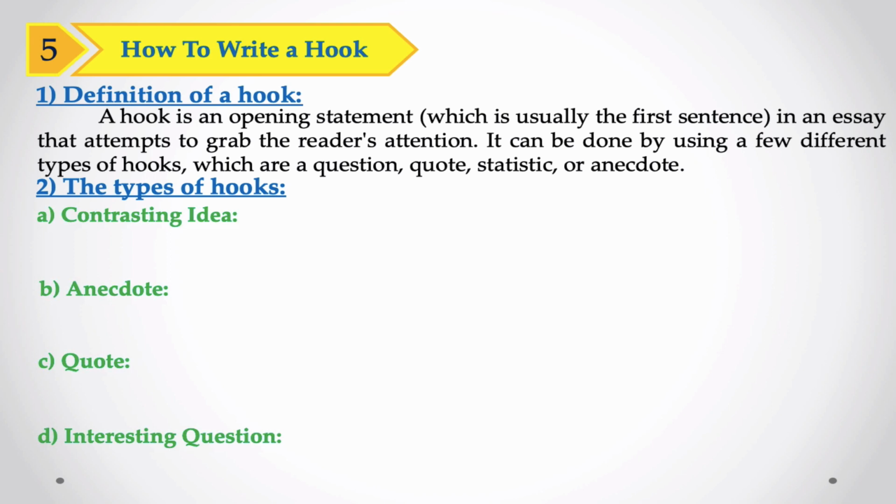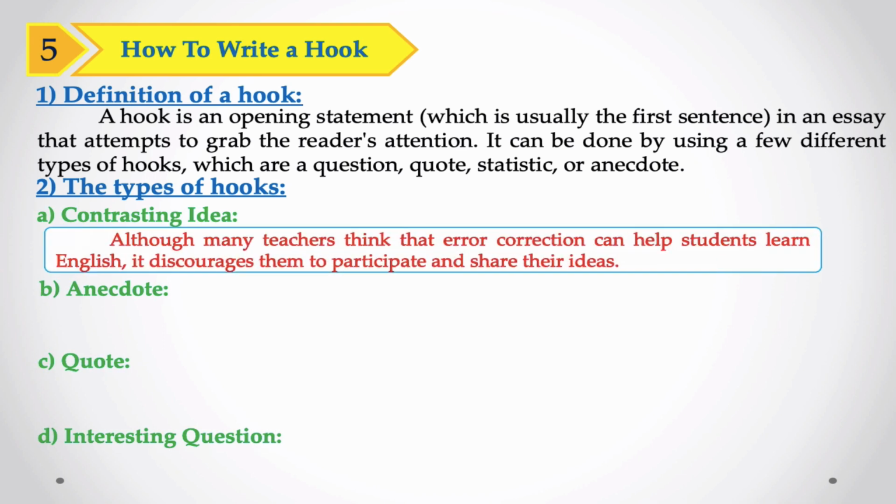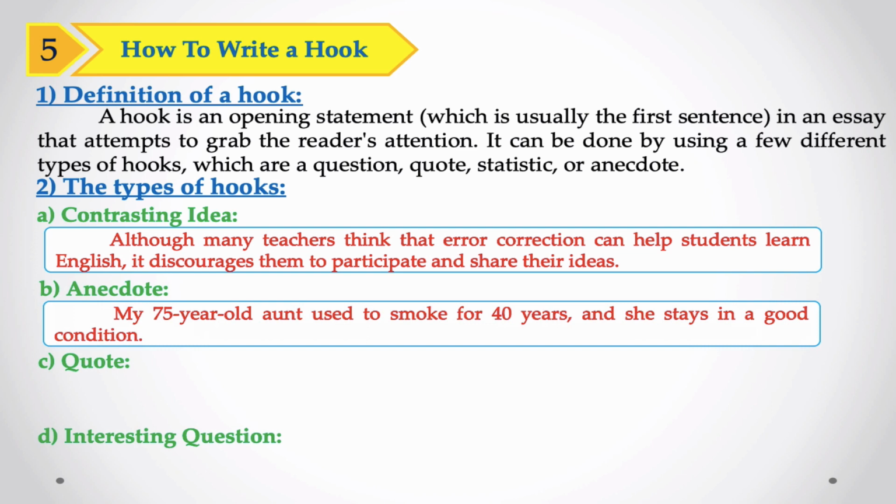Contrasting idea. Imagine you are given a topic about error correction. How are you going to write a hook with a contrasting idea? I recommend taking a look at the following: Although many teachers think that error correction can help students learn English, it discourages them from participating and sharing ideas. This is a great point. Anecdote about smoking: My 75-year-old aunt used to smoke for 40 years and she stays in good health. So this is a kind of grabbing attention.